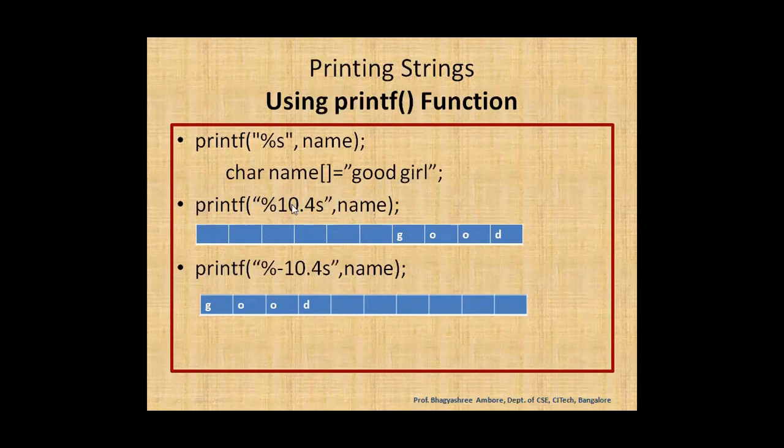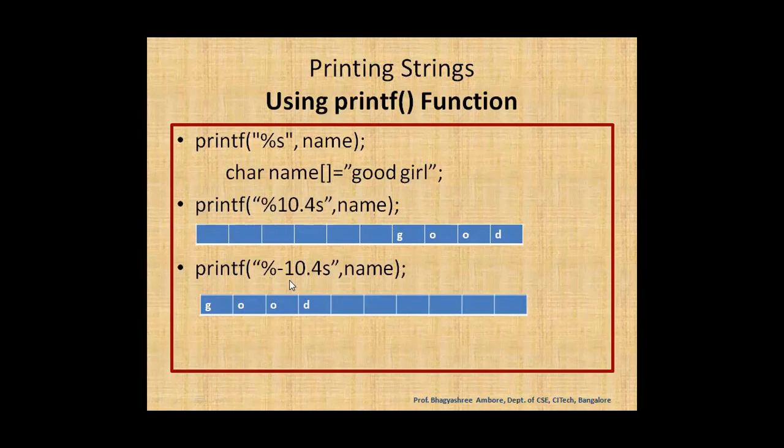This 10 will make these boxes: 1, 2, 3, 4, 5, 6, 7, 8, 9 and 10, and 4 characters from the string. How many characters are we picking? 1, 2, 3, 4. That is "good". Good will be picked and printed here. Instead of printing good girl, you said to pick only 4 characters, so it has taken only 4 characters and printed them. By default, the output is right justified.